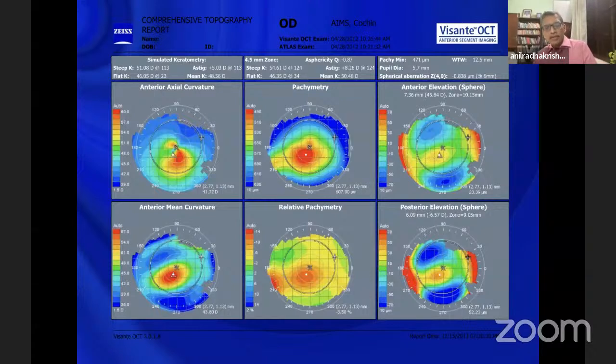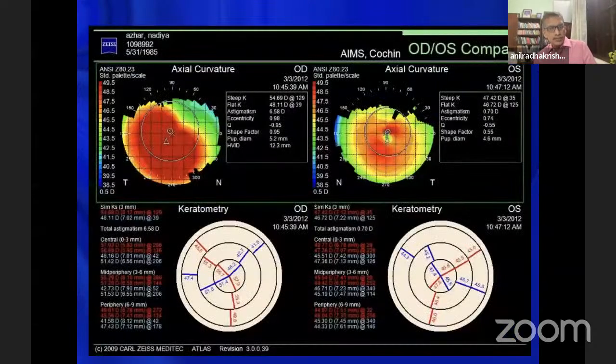So there is the anterior elevation map and the posterior elevation map. On the anterior elevation map, this should be about 10 diopters or 12 diopters. If it is more than 15 diopters, it is pathological. In the same way with the posterior elevation map, if it crosses 12 microns, it is suspect. And if it crosses 15 microns, it is suggestive of keratoconus.